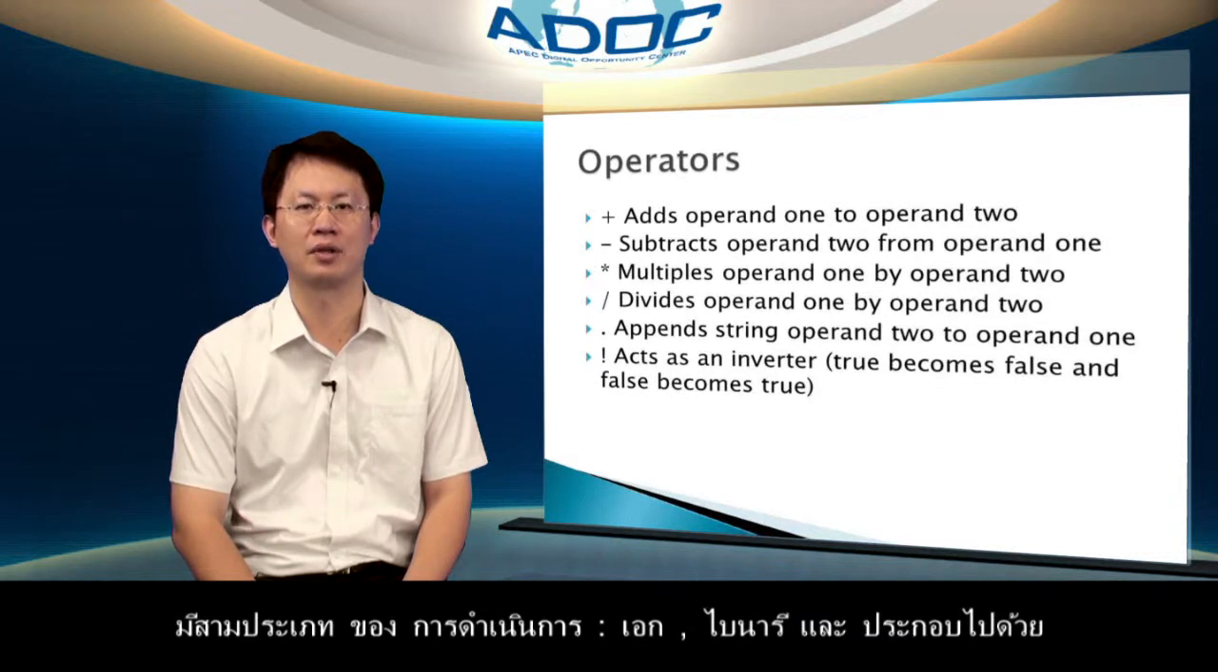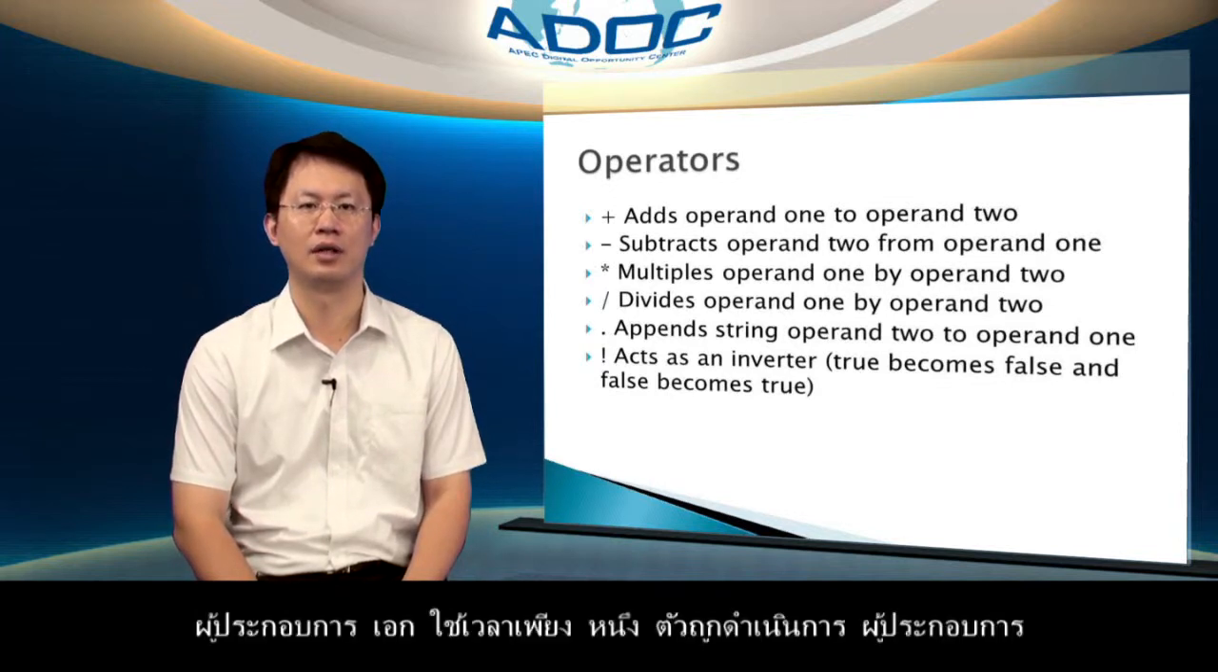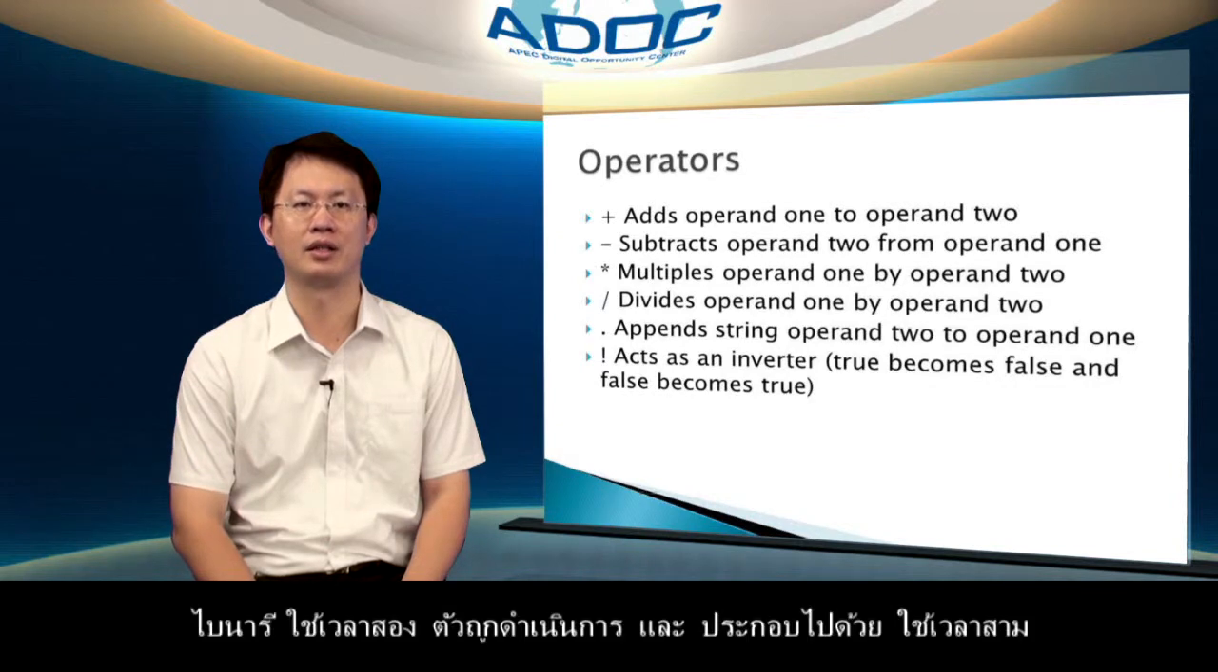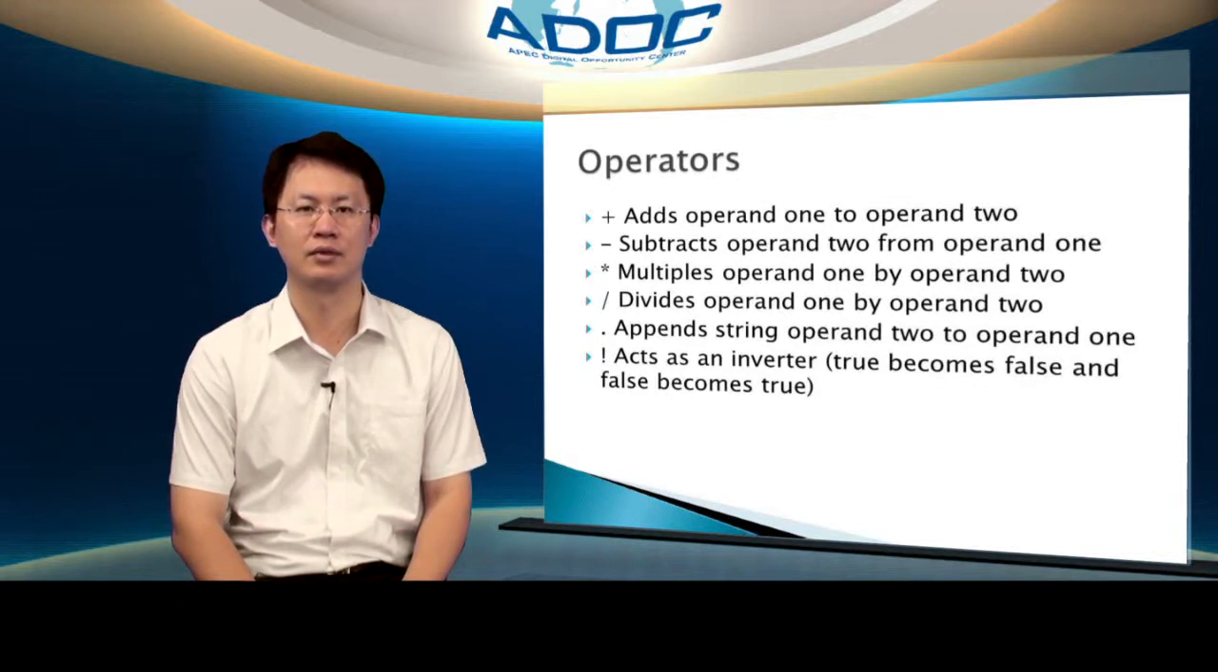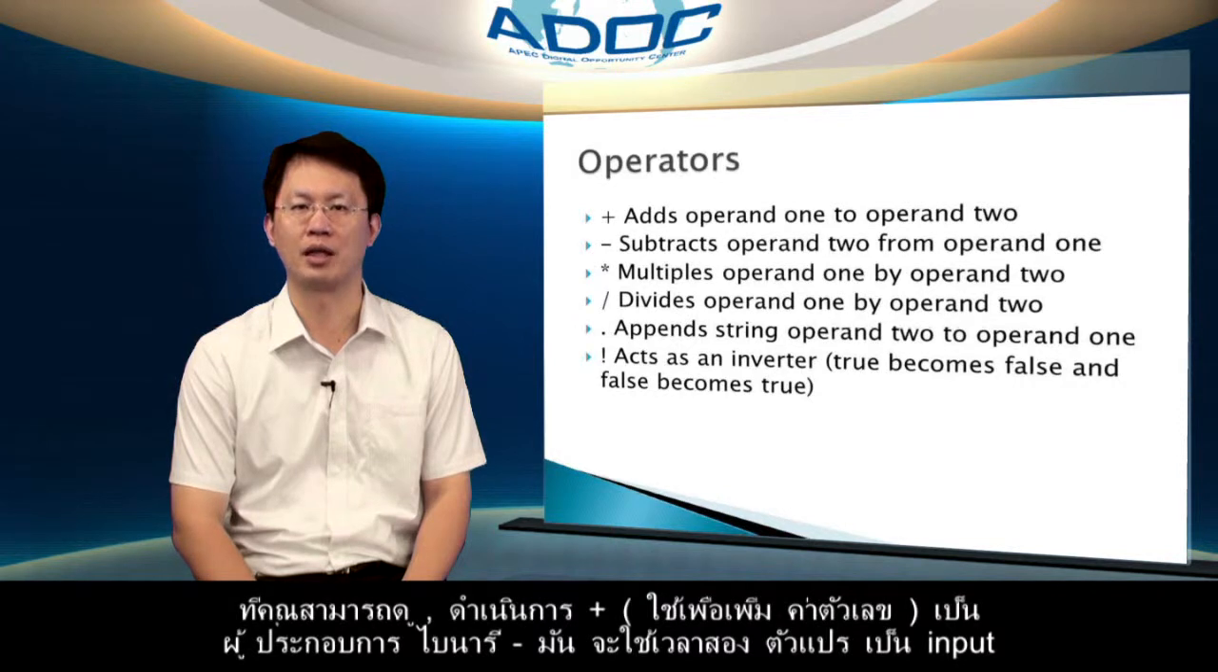And there are 3 types of operators: unary, binary, and ternary. Unary operators take just one operand. Binary operators take 2 operands. And ternary takes 3. As you can see, the plus operator used to add numerical values is a binary operator. It takes 2 variables as input.